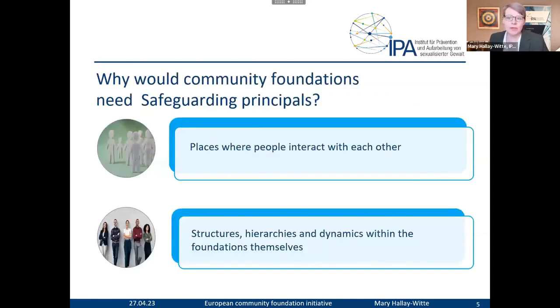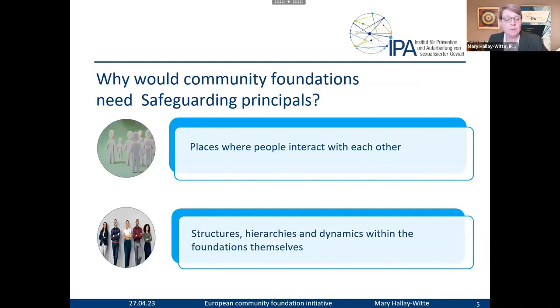Why would community foundations need safeguarding principles? Why would it even matter for community foundations to have safeguarding principles? All European societies have bitterly learned from the abuse scandal of the Catholic Church. They have learned what happens if there is no safeguarding system in action.